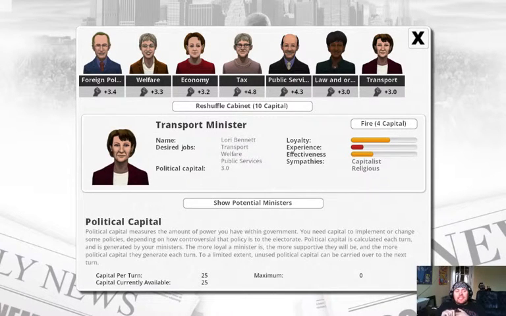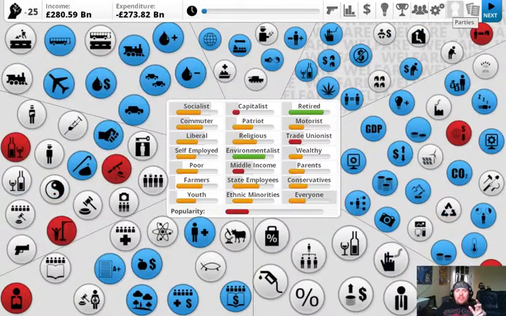Laurie Bennett is our Transport Minister. Loyalty is a bit low actually. Experience so-so, effectiveness. Capitalist, religious sympathies. Capitalist is good, keeps them off of our back, and religious, well, we'll see what happens with them in the future. So we have had a look around.